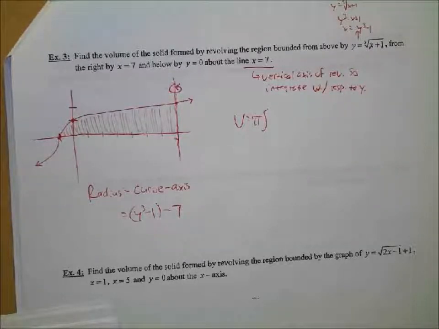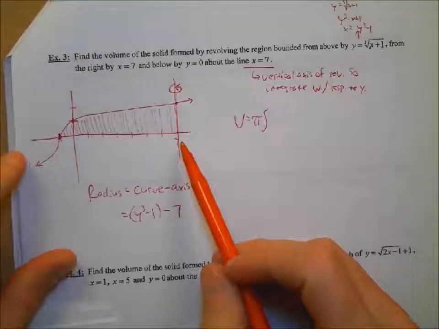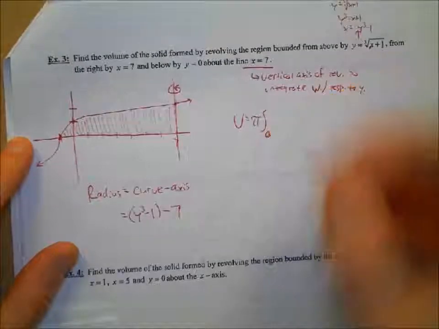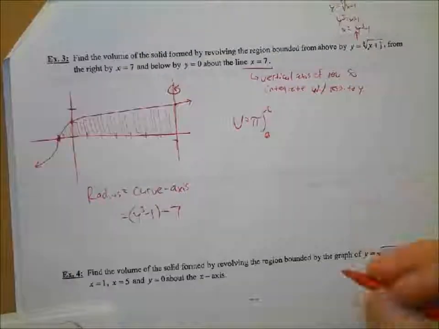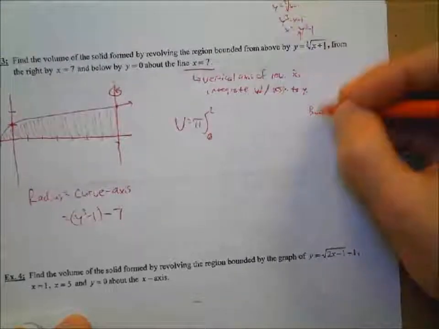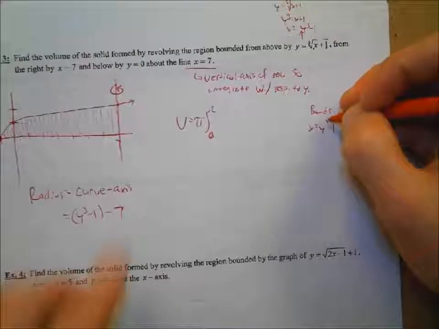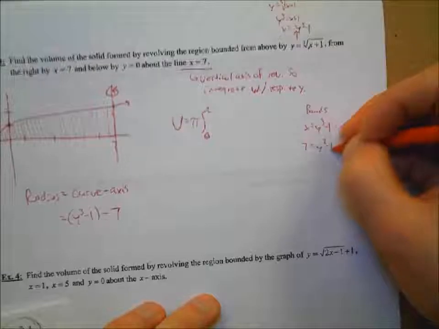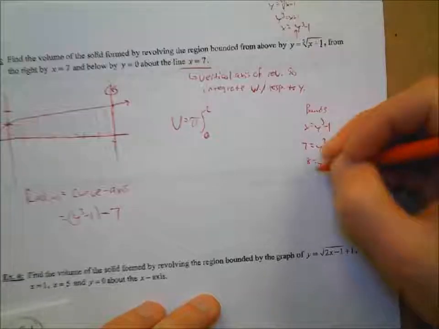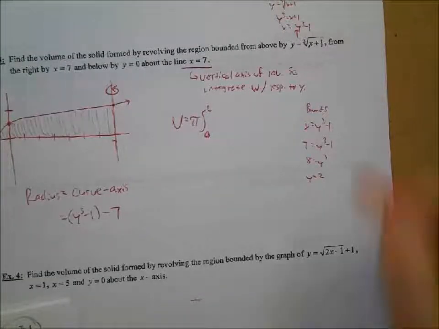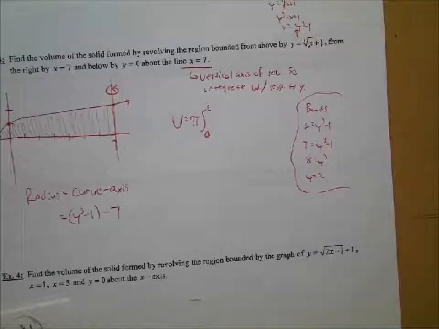We don't have our limits of integration, do we? Well, you can at least know what the lower limit of integration is going to be. Zero. Again, we're integrating with respect to y, so it's zero. And what does it look like the upper limit's going to be? Looks like it'll be 2, right? But we can confirm that with a little bounds calculation. I'm going to use x equals y cubed minus 1, and then x equals 7 is the other boundary. So 7 equals y cubed minus 1, 8 equals y cubed, cube root both sides, y equals 2. And so there's our upper limit. It's kind of a side calculation.